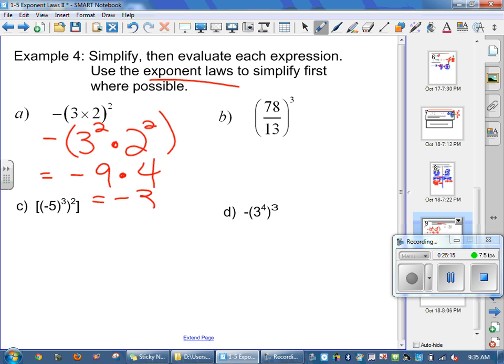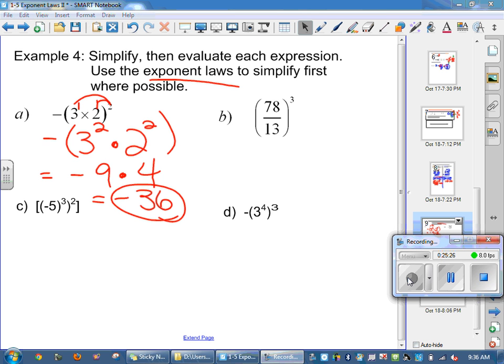Okay, any questions with that one? I'm going to do the exact same thing with letter B. I'm going to put a little 1 on the 78 and a little 1 on the 13. That's going to give me 78 exponent 3 over 13 exponent 3. Now here's some really big numbers.